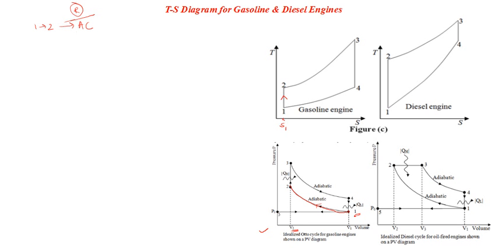So what is 2 to 3 in the PV diagram? In the PV diagram, 2 to 3 is nothing but an isochore. That's an isochore, so it is a vertical line here. And during this reversible isochoric process only, QH is entering the system.